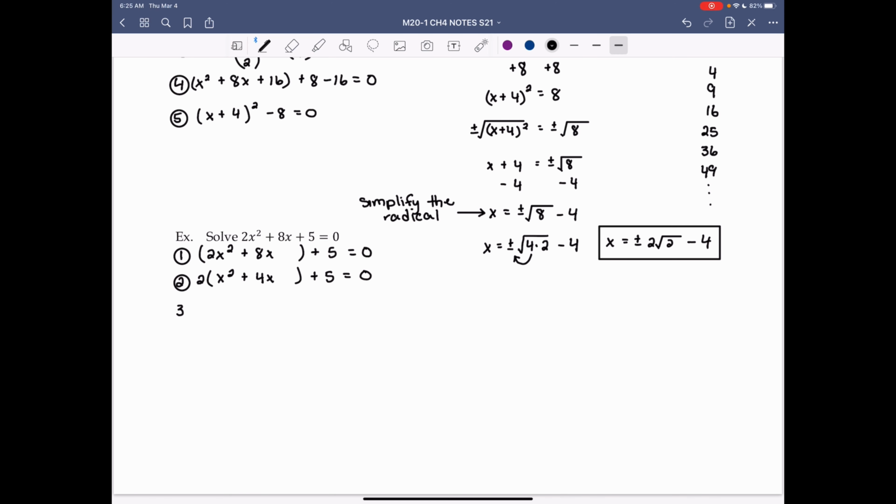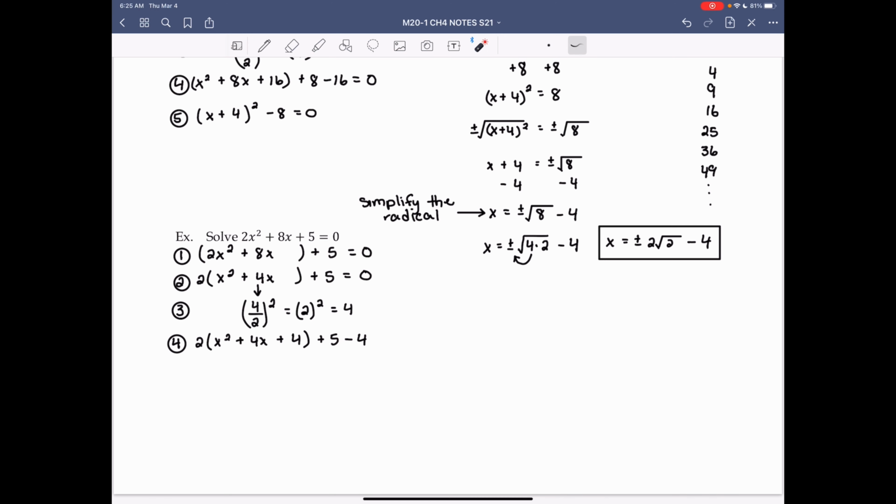Step 3, take our middle term coefficient, 4 divided by 2, and square it. 4 divided by 2 is 2. 2 squared is 4. Step 4, add and subtract that number. 2 bracket x squared plus 4x plus 4 plus 5 outside the bracket, and then minus 4 outside the bracket.